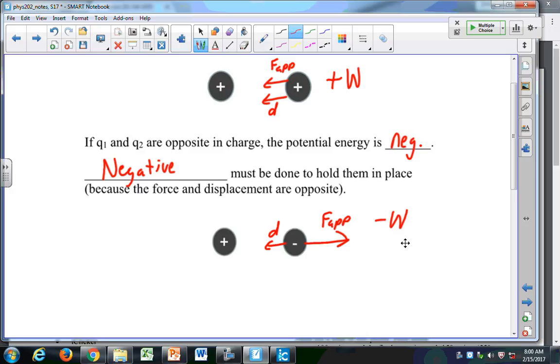So if I have one negative charge, I have a negative potential energy. If I have two positive charges, I have a positive potential energy. If I have two negative charges, I have a positive potential energy. All right? Include your signs, just like you do with potential.